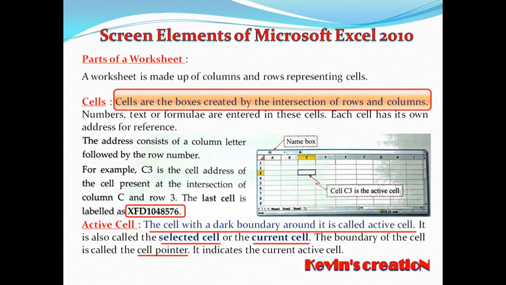It indicates the current active cell. Because of the cell pointer only, the dark boundary only, we come to know that this is the active cell. So that is called the cell pointer.